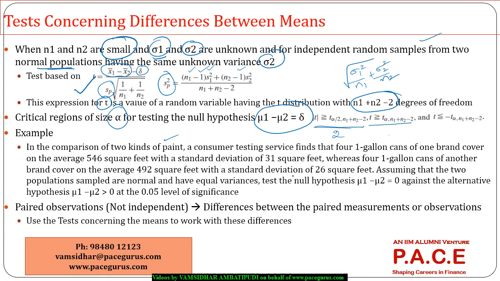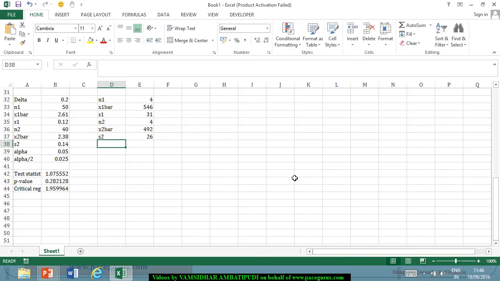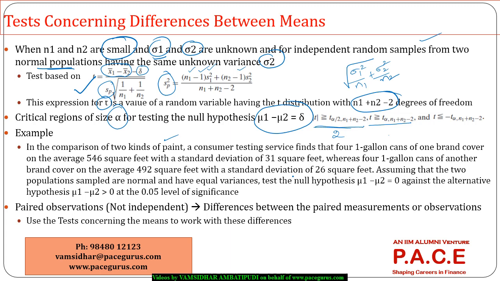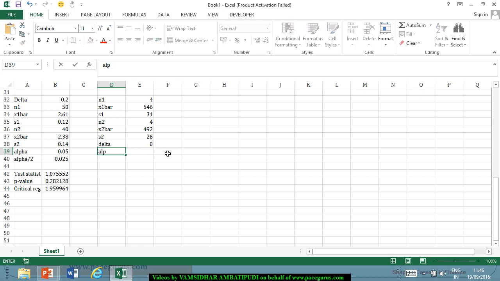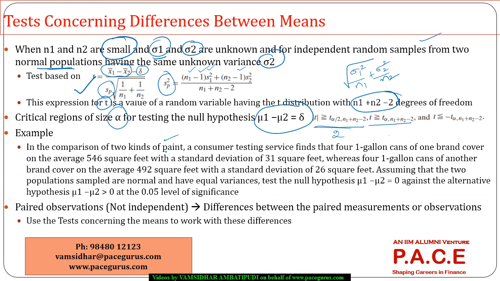Assuming that the two populations sampled are normal and have equal variances, so I can very well use the pooled variance concept. Test the null hypothesis mu1 minus mu2 equal to 0, which means delta I am taking as 0, against the alternate hypothesis mu1 minus mu2 greater than 0. So I am looking at only a one tail test. So alpha is 0.05, and I don't need alpha by 2 here. So my null hypothesis is mu1 minus mu2 equal to 0, the alternate hypothesis is mu1 minus mu2 greater than 0, and alpha is set as 0.05.